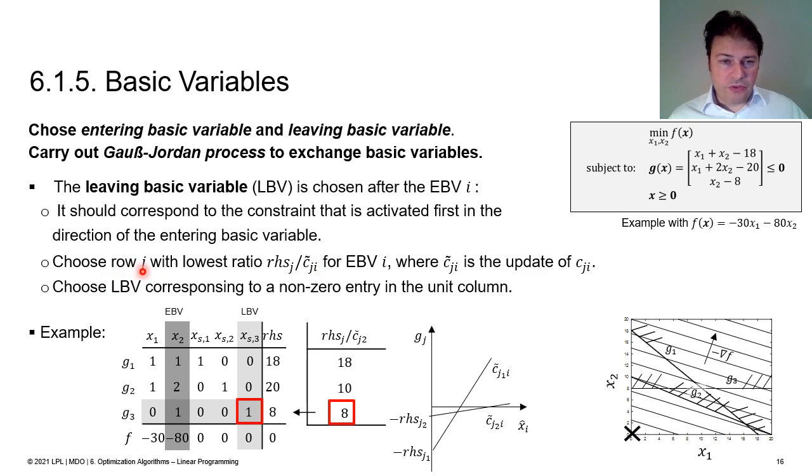So once you choose that row, then you can identify the leaving basic variable simply by the variable that has a 1 in that line j. So in this case, it would be slack variable 3, which is connected with constraint number 3. And this is the one that will become active first. Okay, so now you have your entering basic variable, x2, and your leaving basic variable, which is slack variable number 3. And now you can perform the switch.